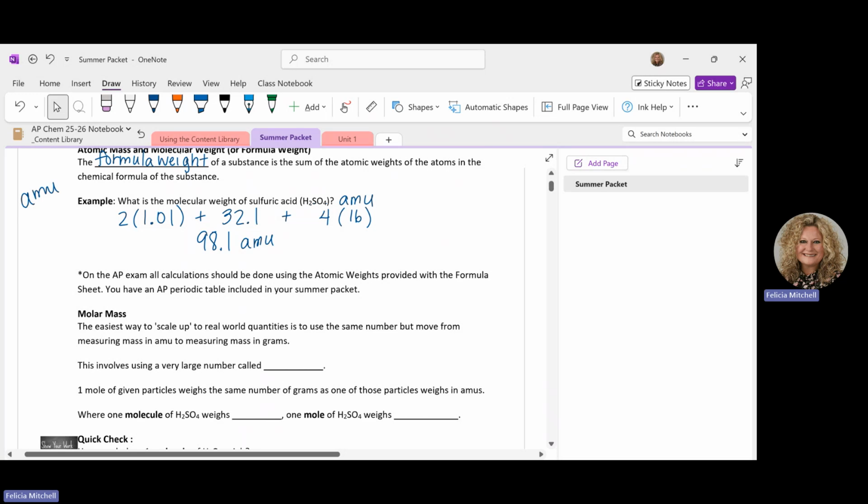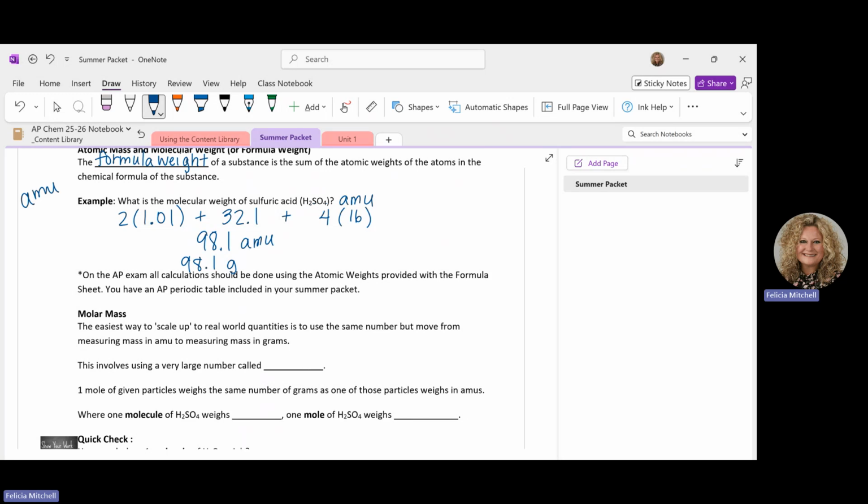But we generally would report that in grams. Like we would say 98.1 grams. Okay. Now, you need to always do your molar masses from the periodic table, and you also need to keep about 2 to 3 decimal places. We talked about that in honors. We do very little rounding.